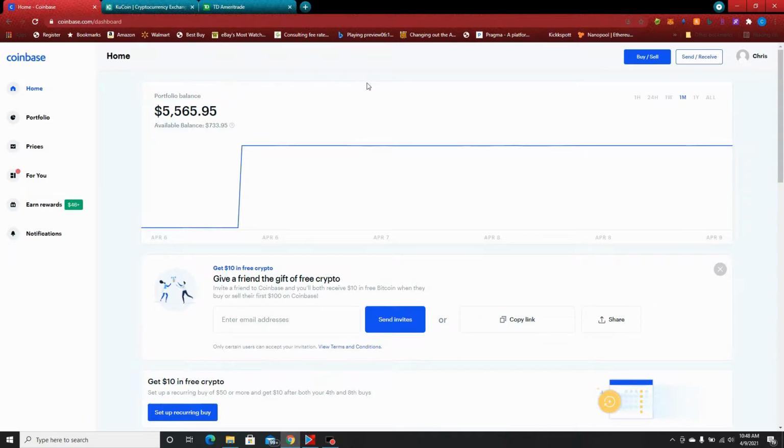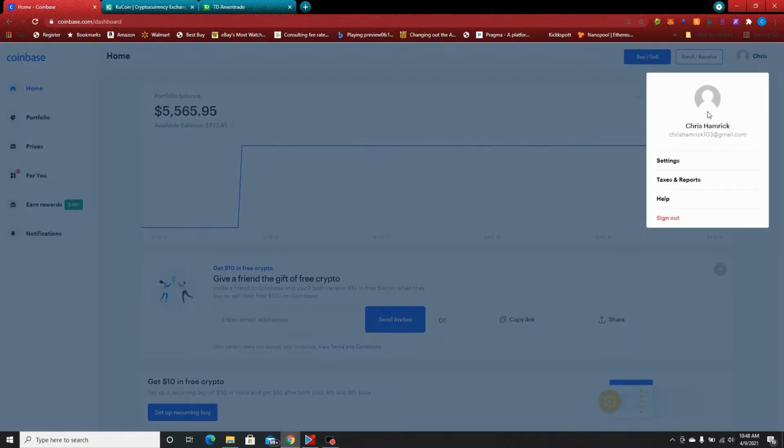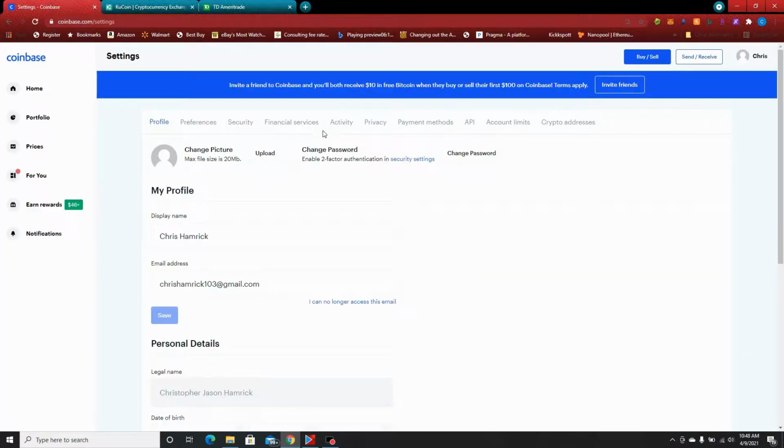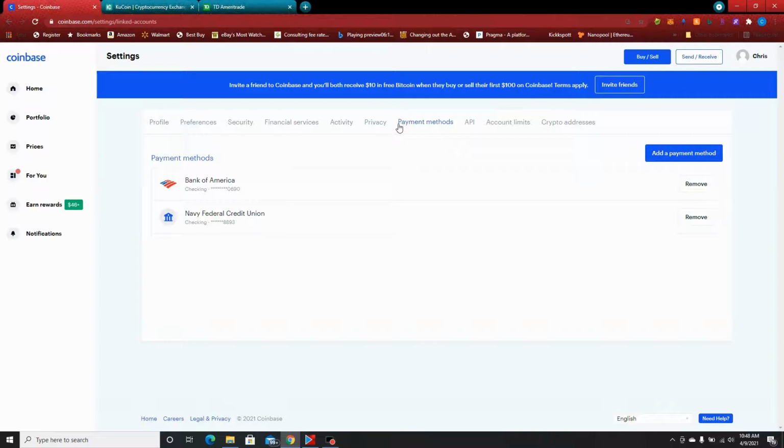Now, how to transfer your money. It's actually way simpler than it used to be years ago, and the interface is much, much better and cleaner. But what you want to do is first go to your name icon over here in the upper right hand corner, go to settings, and then you go to payment methods. From here, you will add a payment method, and then you can safely and securely log into your bank account through that portal, and it will give you access to your accounts. And then you can just transfer it over. So I'm going to show you guys now how to transfer it over.